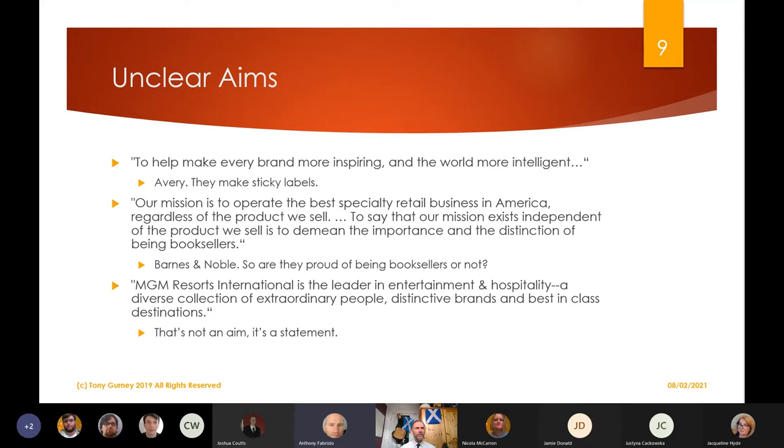Second one, our mission is to operate the best specialty retail business in America, regardless of the product we sell. And it goes on and on and on. To say that our mission exists independent of the product we sell is to demean the importance and the distinction of being booksellers. This is from a company called Barnes & Noble, who are booksellers. But the booksellers, regardless of the product they sell. So are they proud of being booksellers or not? I'm really confused with that. I really don't get it.